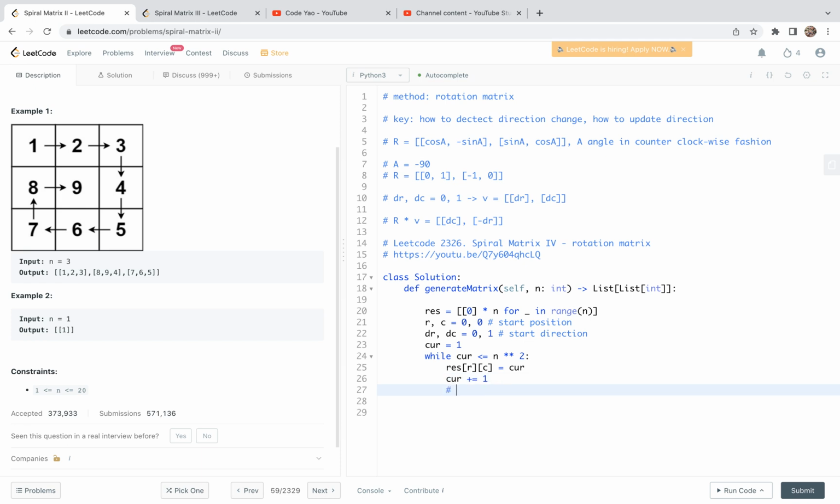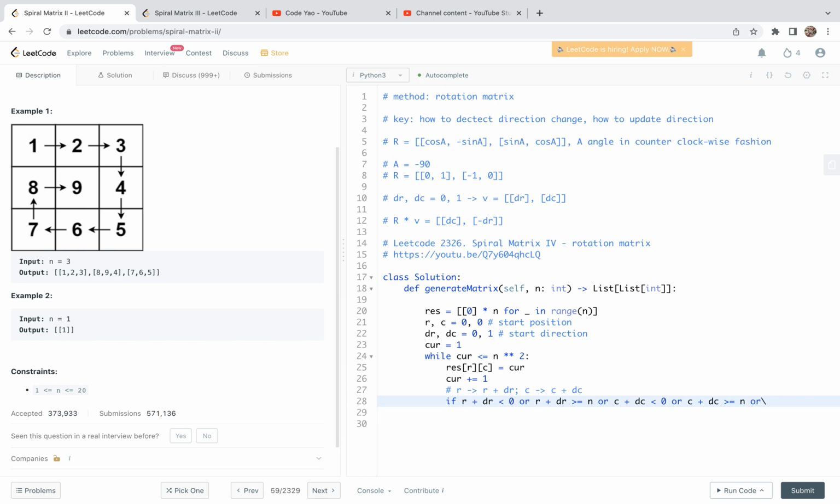And next, we're trying to update R to R plus dr and C to C plus dc. However, we need to check if we need to change the direction using the rotation matrix. So for that, let's do the check. If R plus dr is less than 0 or R plus dr is greater or equal than n, so these are out of bound conditions for the row index.